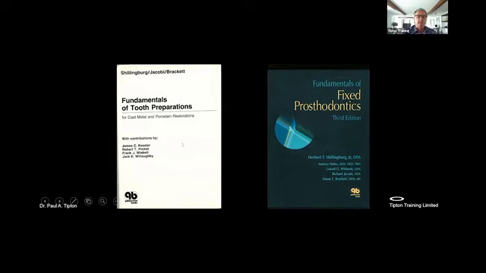Fundamentals of Tooth Preparation literally gives you a step-by-step guide as to how each tooth preparation should go. Everything from veneers to bridges to PFM crowns to ceramic crowns to gold three-quarter crowns, etc. Everything's covered. In Fundamentals of Fixed Prosthodontics, he covers that in not quite as much detail, but also goes into the impression technique, cementation, occlusion, etc.